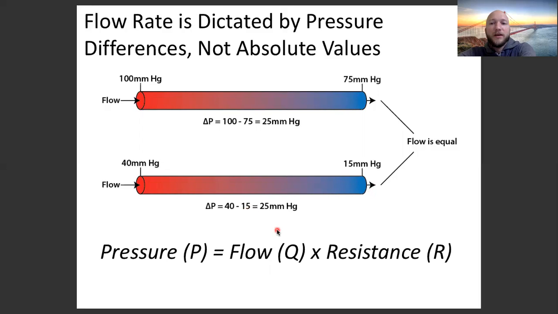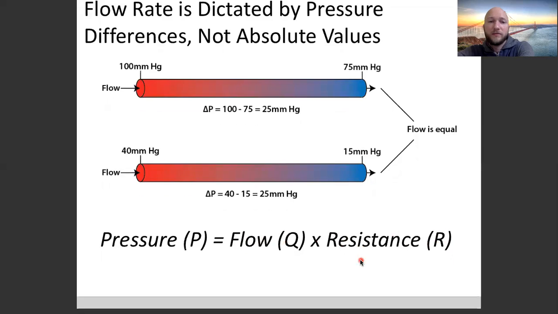There's going to be a number of equations coming up. You need to be comfortable with these equations. You need to be comfortable with, if you change this variable, how will it change? There will be some practice problems. So this is going to be our first equation that we come across in this lecture. Pressure, or P, is equal to flow, also known as Q, Q is flow, times resistance, which is R. So pressure is equal to flow times resistance.